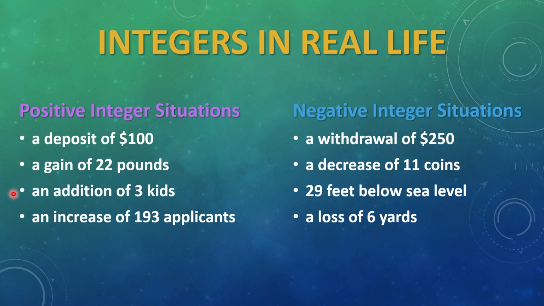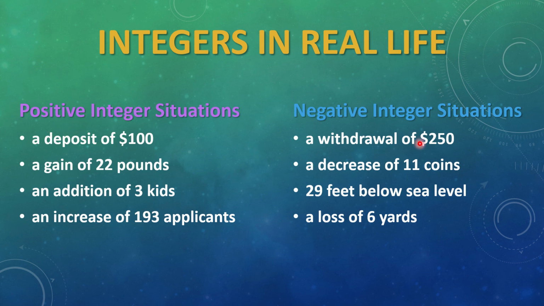An addition of 3 kids. I know that if all of a sudden I had an addition of 3 kids, I might not be too thrilled, but it could be a cool situation. I can have an addition of 3 kids in my Nerf battle. And last but not least, an increase of 193 applicants. So these are all positive integer situations.